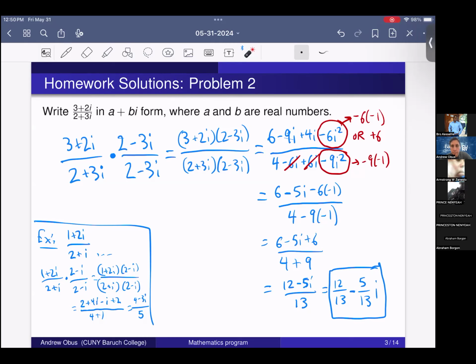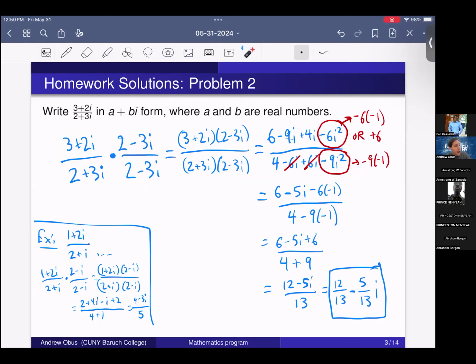Yes, hello, James. How do we derive the division being, let's say, 2 minus 3i over 2 minus 3i? So this we talked about last week. When you want to divide two complex numbers, what you have to do is multiply by the conjugate of the denominator divided by itself.